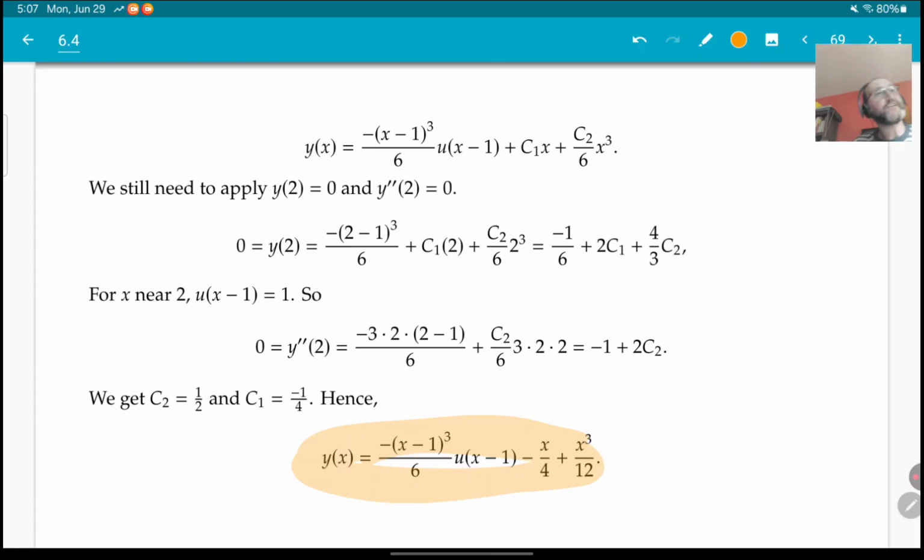So this is another application of the delta function. This delta function is very useful, so just so that we have other uses of it.